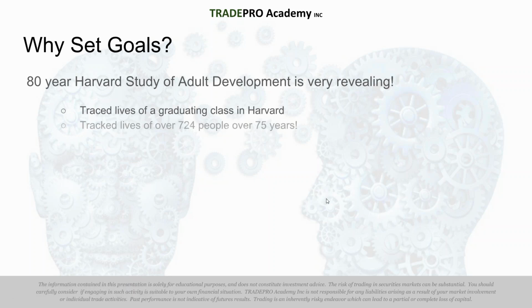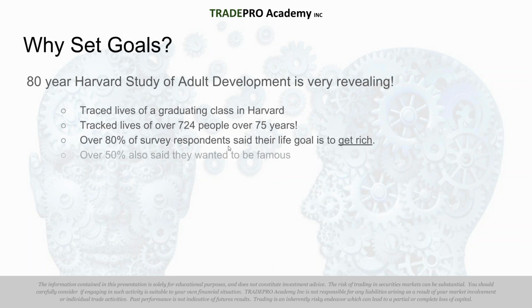All right. And it tracked 725 people over 75 plus years, and 80% of survey respondents at the beginning of this study said that their life goal is to get rich. And you think about where these people are coming from. These are college kids, right? Obviously, their goal is to get rich. Another 50% said, I want to be famous. Riches and fame is a goal that people chase, especially in their early years.